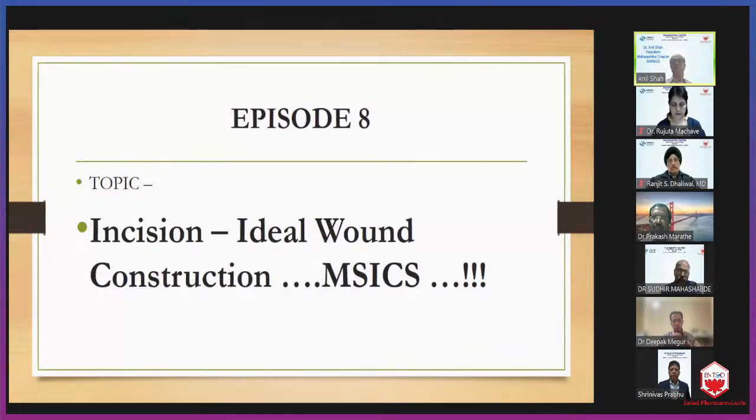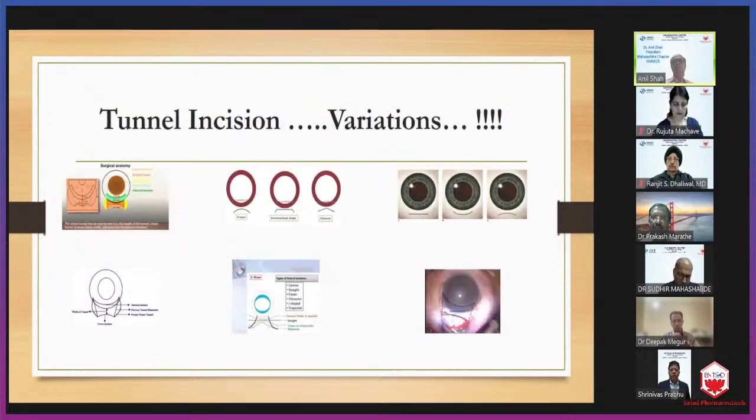Today is episode 8 and the topic for today's discussion is incision, ideal wound construction for manual small incision cataract surgery. There are many variations in scleral incision which we all know, but today we will learn the ideal scleral incision and also different varieties of scleral incision.